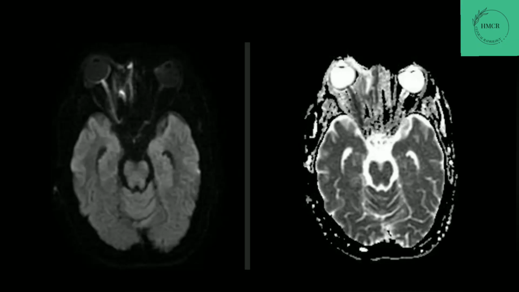Dear colleagues, this is the MRI brain examination of a middle-aged patient who presented with right orbital swelling. This is the DWI sequence. Here we can see that the right optic nerve is hyperintense in signal intensity. This is the ADC sequence. Here we can see it appears low signal intensity on this sequence.